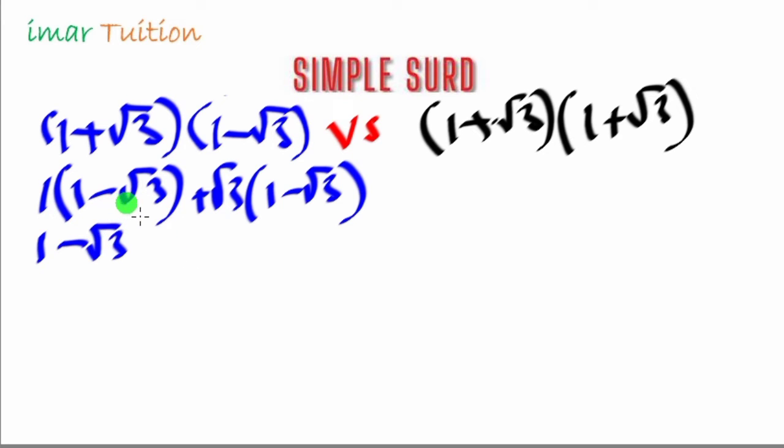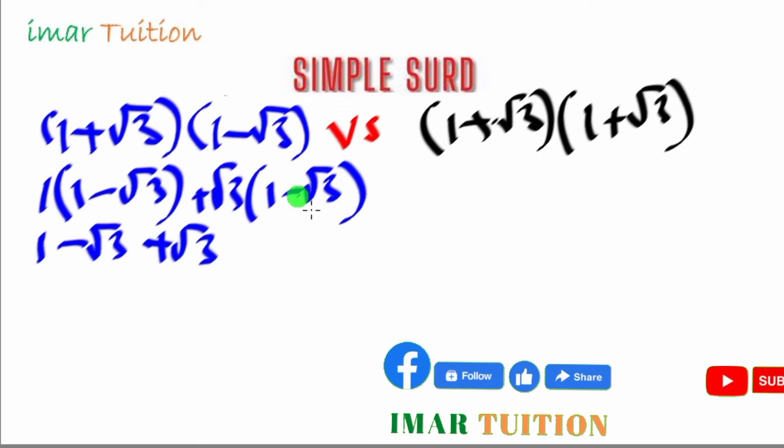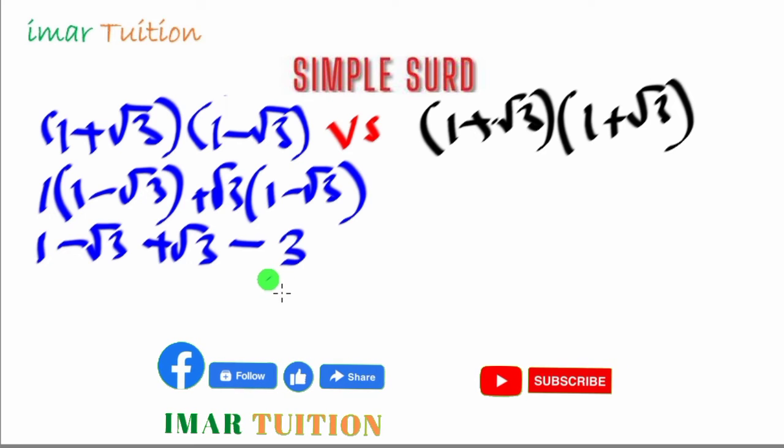Now, next, we'll expand this one. Plus root 3 times 1 will give you plus root 3. Then root 3, plus times minus will give you minus. Root 3 times root 3 will give you 3.